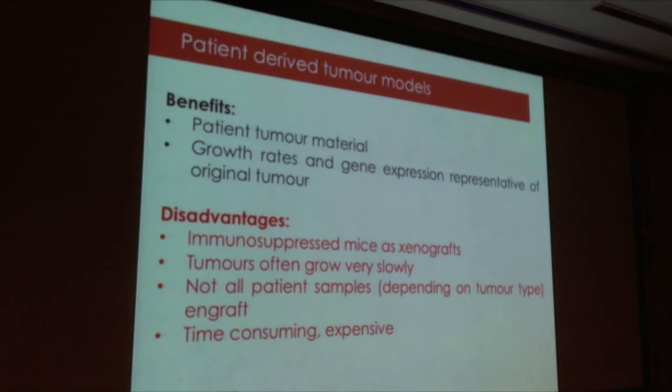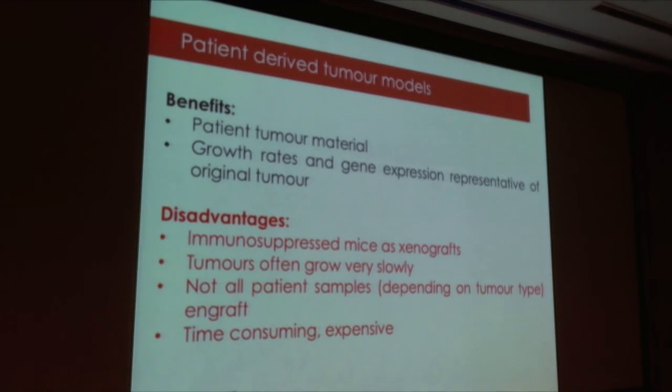And then the last model I'm going to mention is the patient-derived tumour models. There's enormous interest for clinical testing and personalised or precision medicine in testing patient-derived samples. The key benefit is that it's patient tumour material, material that's come straight from the patients that gets xenografted. So again, you're using an immunosuppressed animal. The growth rates and gene expression are usually representative of what you see in the primary or original tumour. But there are also disadvantages, like I said, immunosuppressed mice.